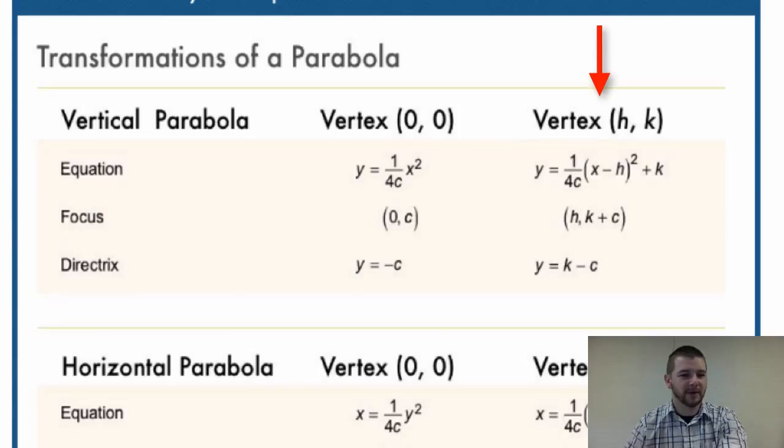Notice what happens to the focus. The focus is at the point 0, c when the vertex is at the origin. When the vertex is at the point h, k, our focus is at the point h, k plus c. And finally, notice what happens to the directrix. Our directrix used to have the equation y equals negative c when our vertex was at the origin. Now it has the equation y equals k minus c.